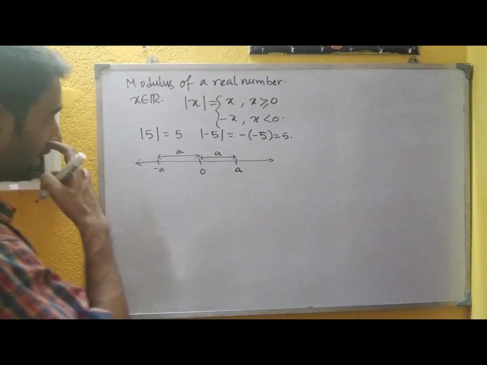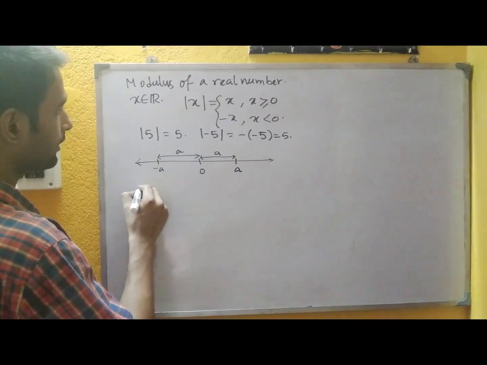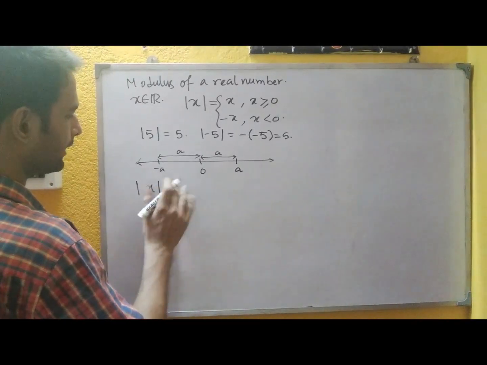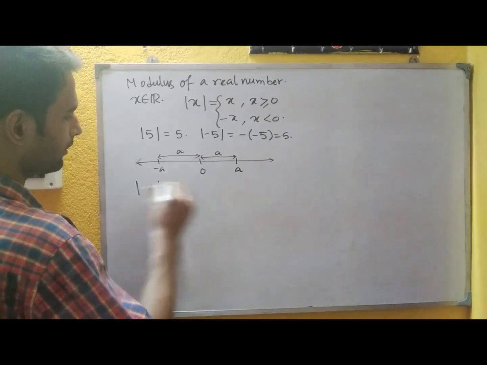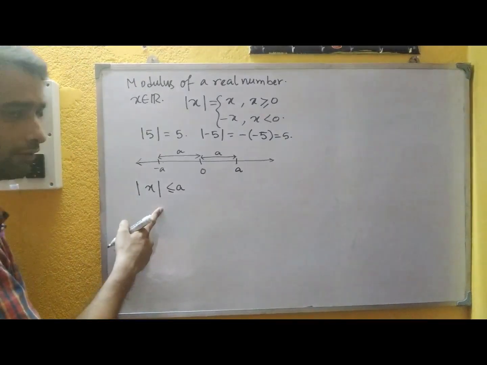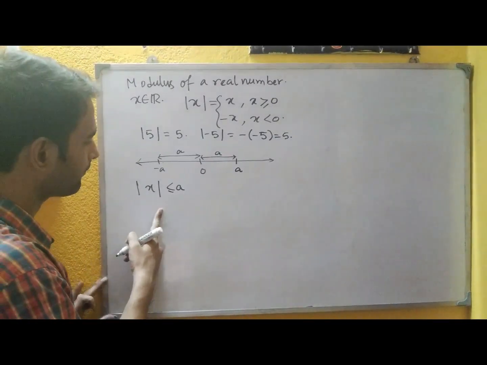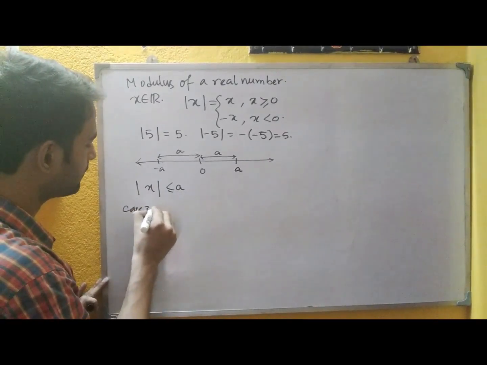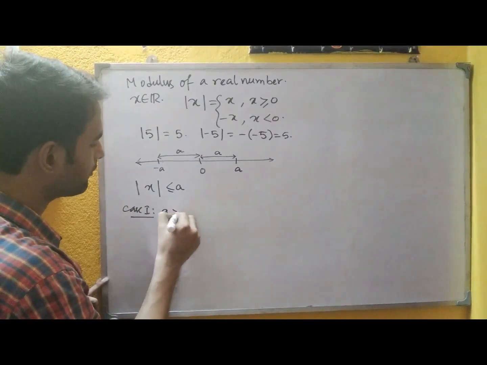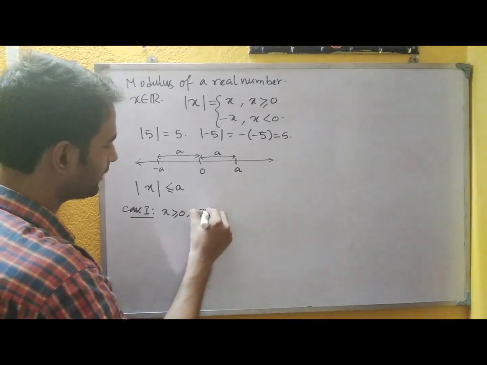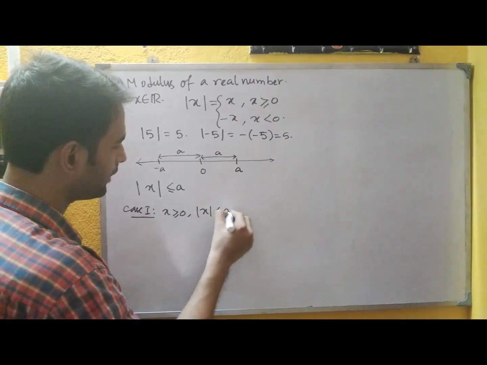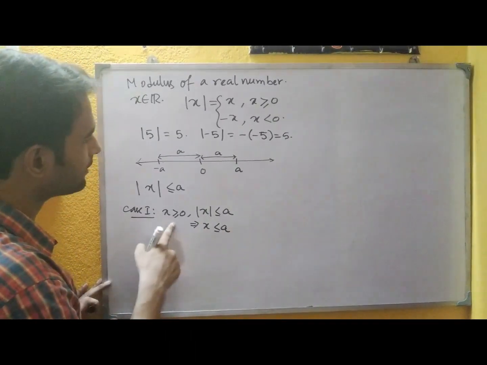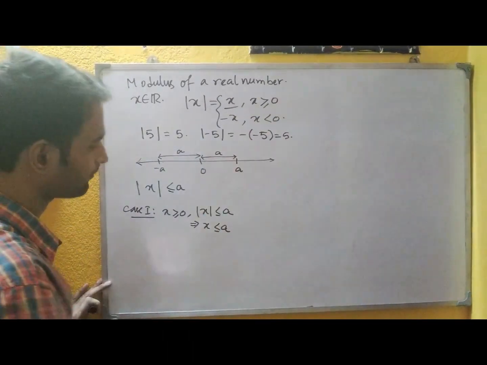So here what we have in inequalities with mod, we have to solve inequalities like this. So let us see what should be the solution for this inequality. Mod x less or equals to a means there will be two cases. When x is greater or equals to 0, mod x less or equals to a means x less or equals to a, because for this range the value of mod is only x.